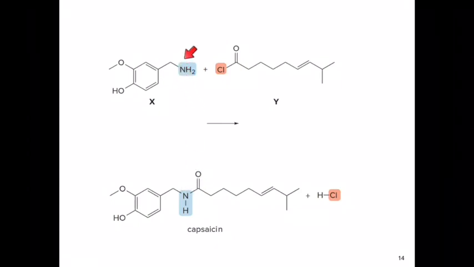So in other words, we have two sigma bonds broken in the starting materials and two sigma bonds formed in the products. And so as you can see, no pi bonds are involved in this chemical reaction. No pi bond is formed nor broken. And so this must be a substitution type of reaction.